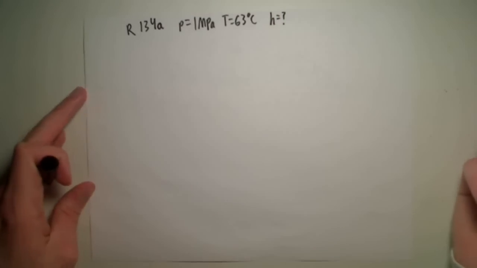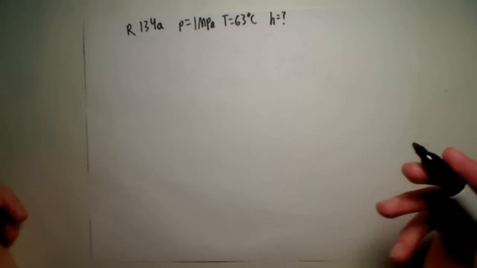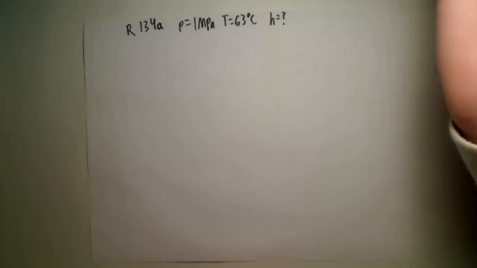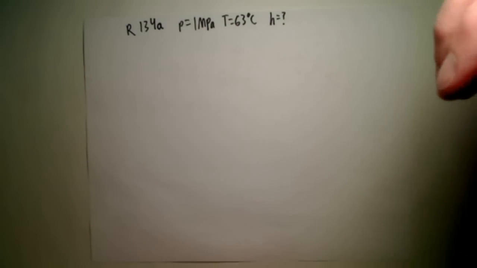Well, you'd have a tough time doing that because a table of refrigerant R134A would not have a 63 degrees Celsius entry. It just would not be cataloged in that table. So what most people do is something called linear interpolation. It's a very important skill to know, and it will be coming up throughout a lot of thermodynamics, so it's an important skill to master early.